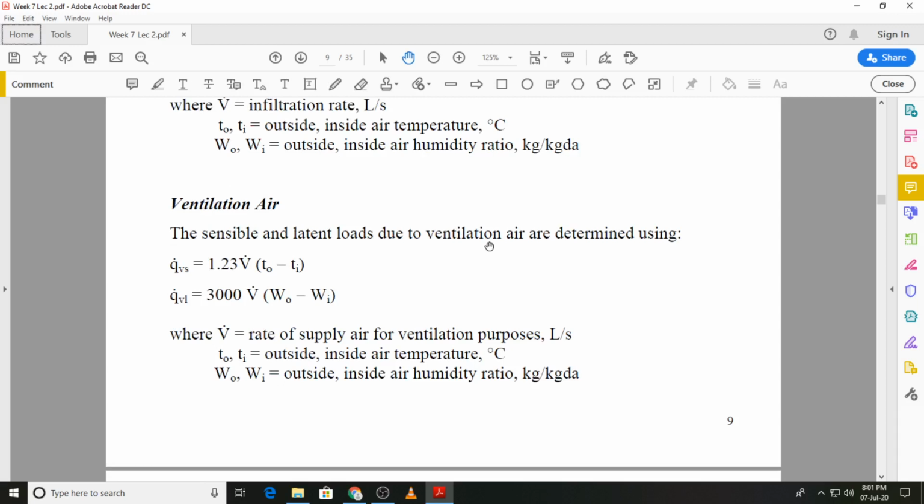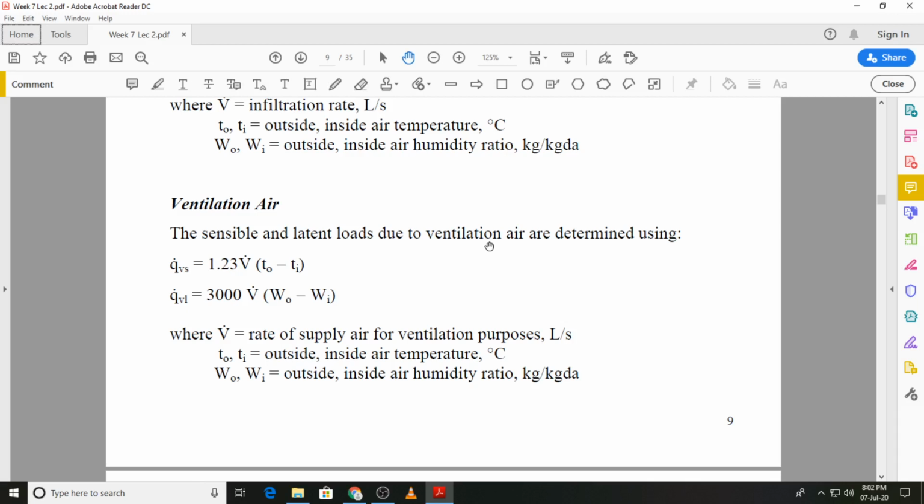And finally, ventilation. Ventilation is again calculated by using the same equations that we have for calculating the load due to infiltration. This time, however, the volume flow rate due to ventilation will be different, and that volume flow rate will depend on the type of activity inside the conditioned space and other factors inside the conditioned space. Usually these values are given to us in tables, or they will be given to us directly, that for example the ventilation requirement is so much, and we will use those.